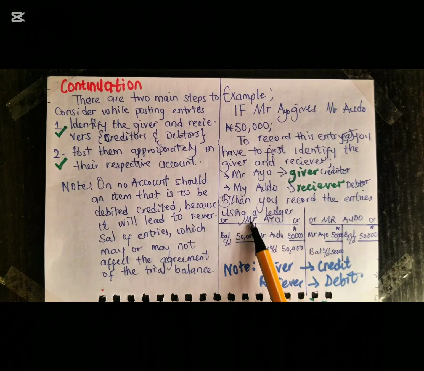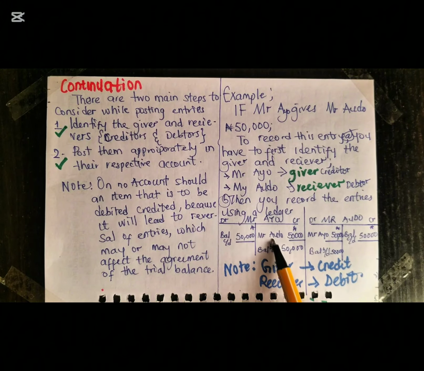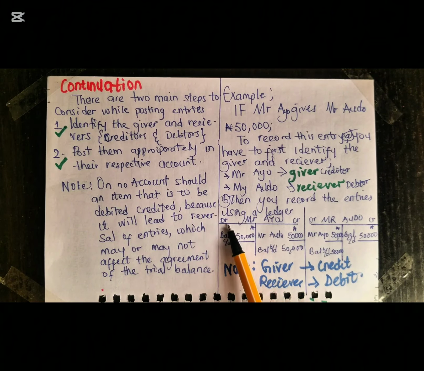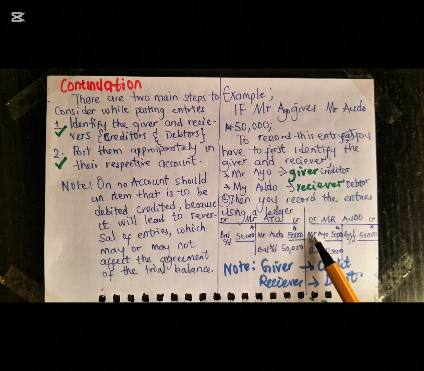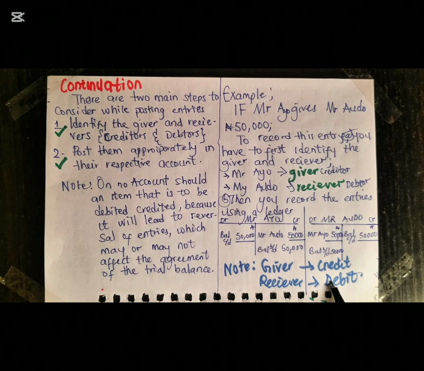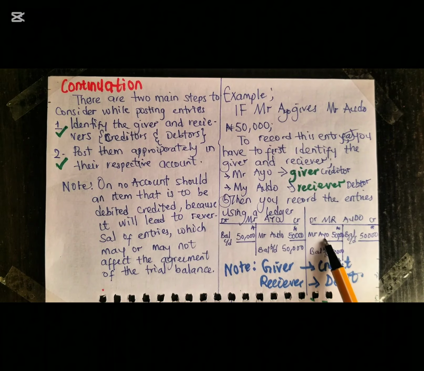Whenever you are preparing Mr. Ayo's account, you're not going to see Mr. Ayo here. You're going to see Mr. Audu, and you're going to put the 50,000 naira here on the credit side, not on the debit side. And the same for Mr. Audu, you are going to put it on the debit side because Mr. Audu is receiving, so he's debited, right? Receiver, debit. So for Mr. Audu, you're going to write 50,000.